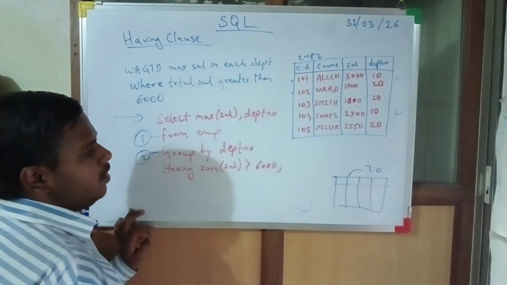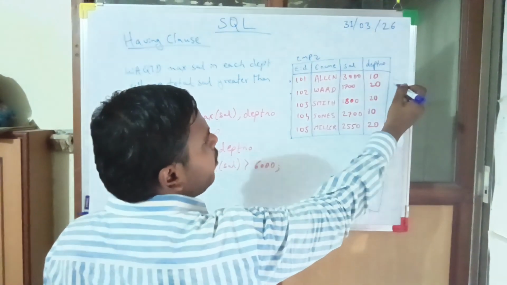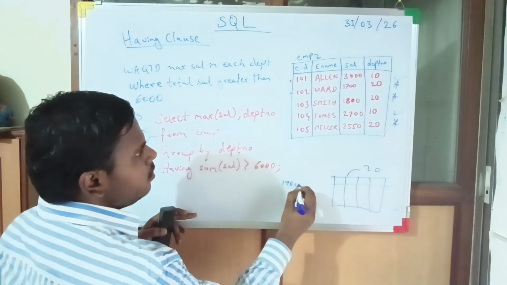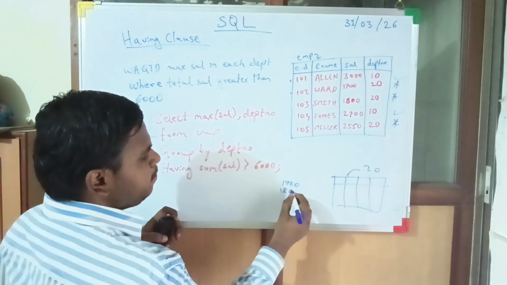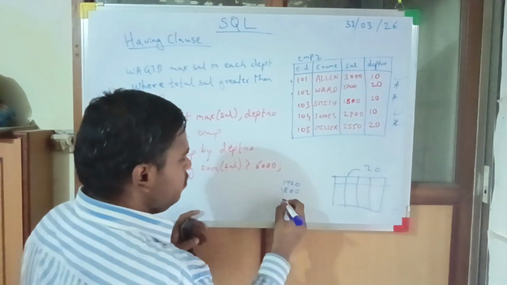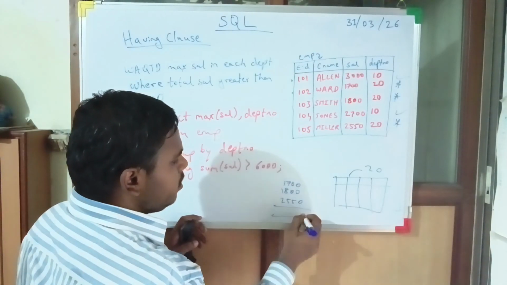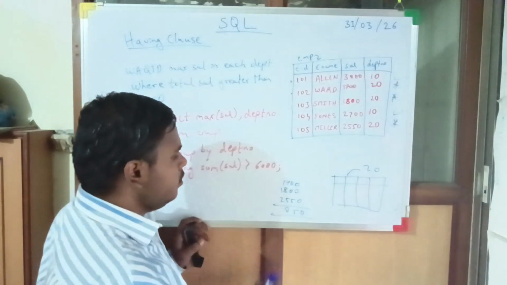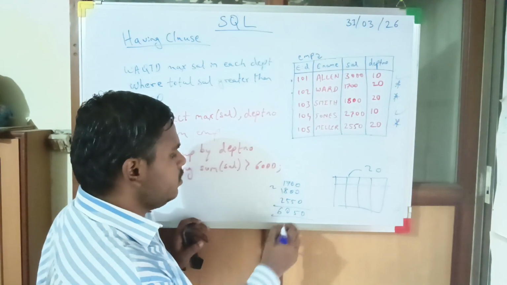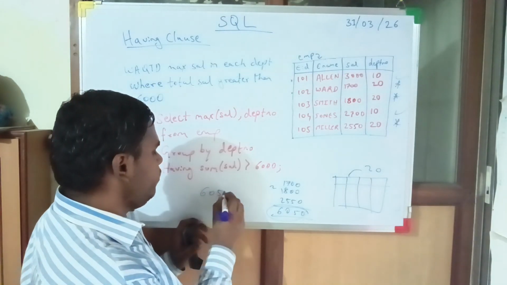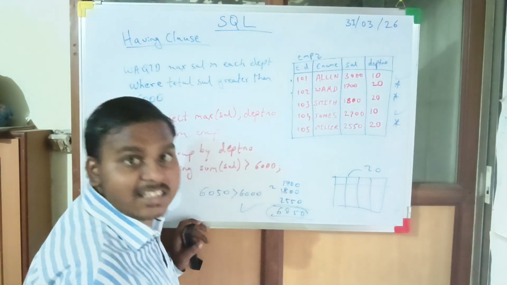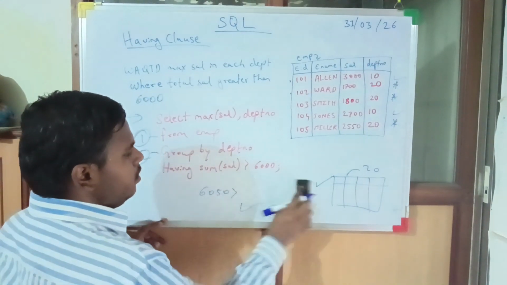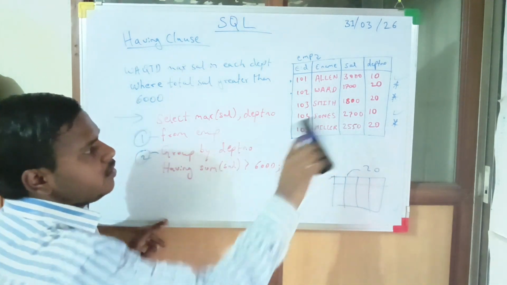Just for your understanding, I am making the table. Now if we go to department number 20, how many records are there? 3 records. The salaries are 1700, 1800, and 2550. Let's check the sum. It comes to 6,050. Is 6,050 greater than 6,000? Yes. The condition is satisfied, so the department number 20 group will get selected. 3 records got selected.